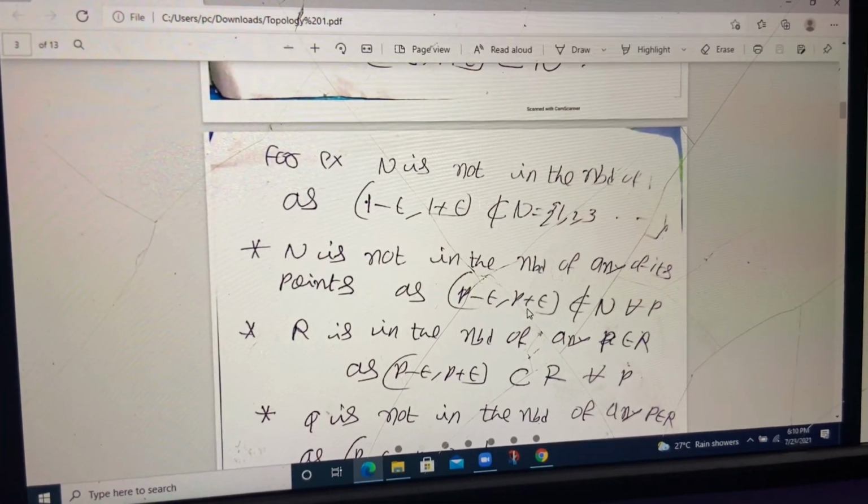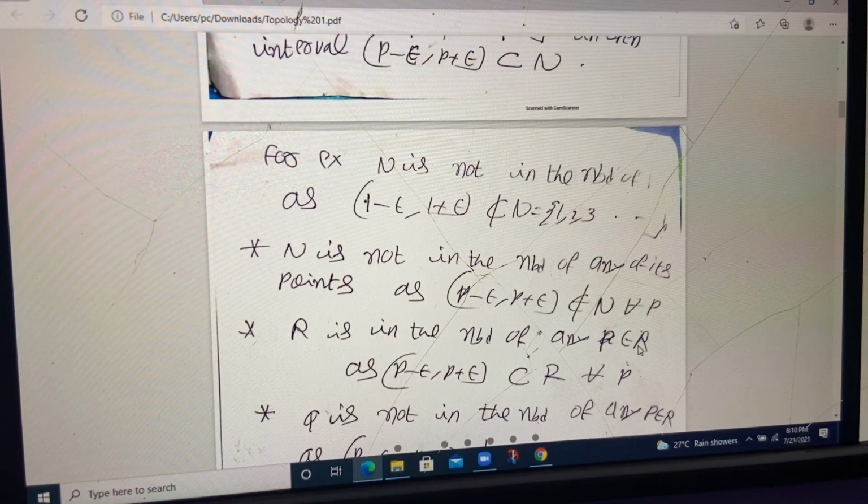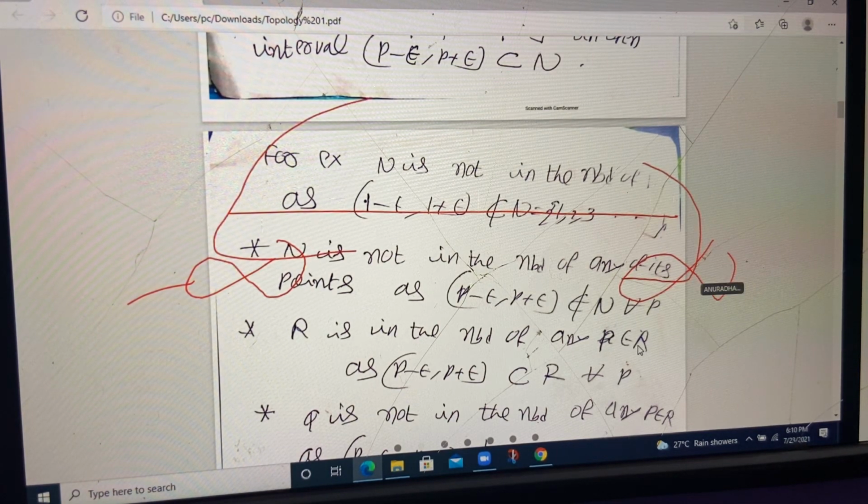Because P minus epsilon, P plus epsilon is not contained in N for any point. Not belonging to, but contained. This is simple. Now R is in the neighborhood of every point. Why is it so? Because if you take any real number, what is the real number system? Yesterday we discussed minus infinity to plus infinity. This is what is called the total real number system.